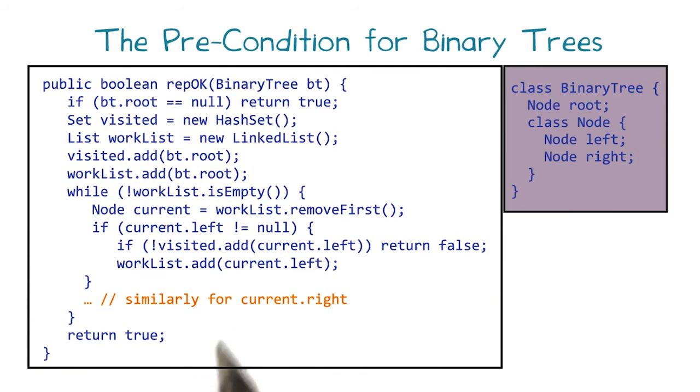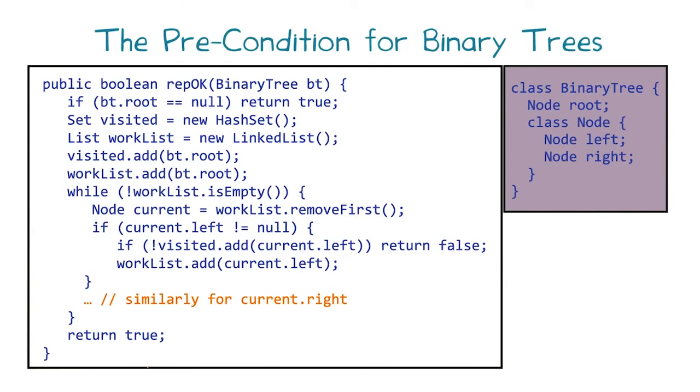If the left child wasn't previously visited, then we add it to the visited set and also to the work list. We then do a similar check for the right child of the current node. If both these checks succeed for all nodes that are reachable from the root, then the repOK function returns true, indicating that the input binary tree object represents a valid binary tree.